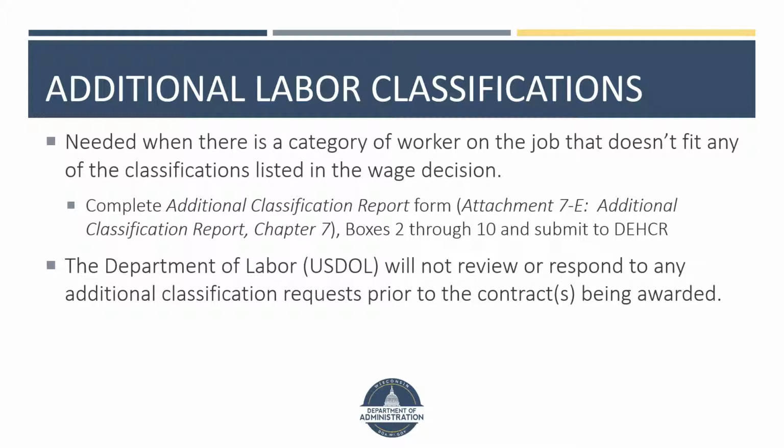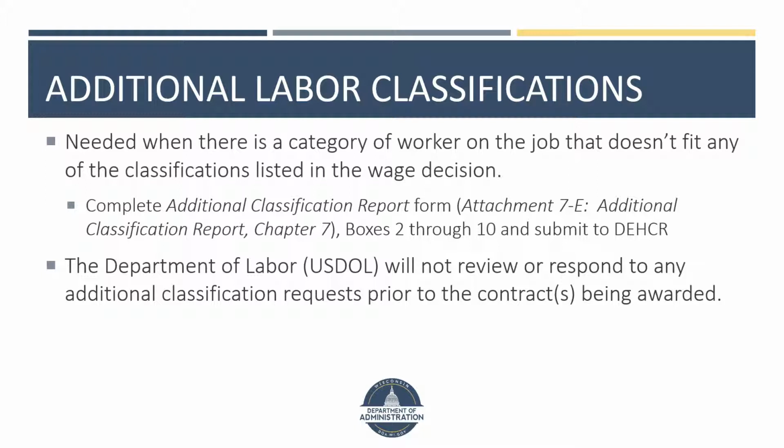After discussing the issue with the assigned project representative, the Labor Standards Officer will complete boxes 2 through 10 on the additional classification report, which is attachment 7E in the implementation handbook, and submit this documentation to the assigned project representative. The Decker project representative will review the documentation and submit to HUD.